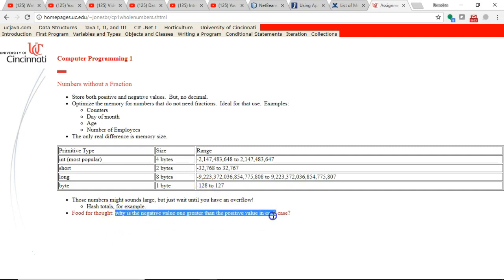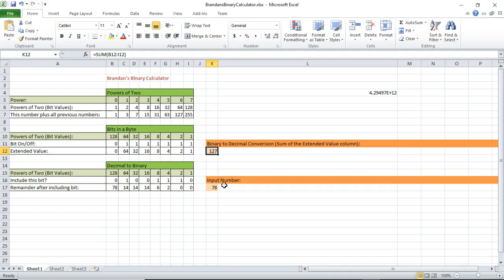Now one thought, why is the negative value 1 greater than the positive value in each case? Kind of a funny thing. There are actually 128 positive numbers, but we have to take a little bit of liberty there because one of those positive numbers is not really positive. It's simply the value of putting 0 in every single bit, which means we end up with 0 as the number that's represented by all bits being 0. So if we include that, there's actually 128 on the negative side, 127 on the positive side, plus the number 0. That gives us 256 unique numbers that we can identify with a byte.